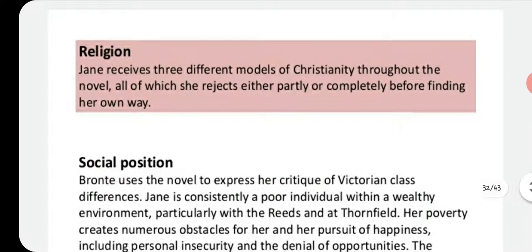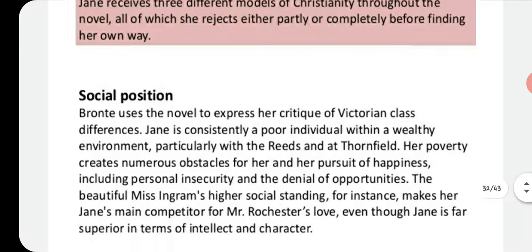We talk about the third theme, that is religion. Jane receives three different models of Christianity throughout the novel, all of which she rejects either partly or completely before finding her own way.